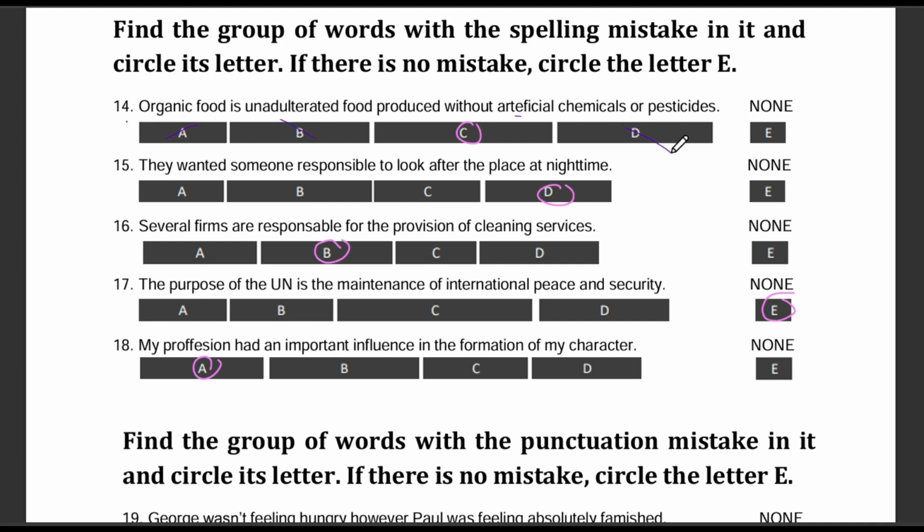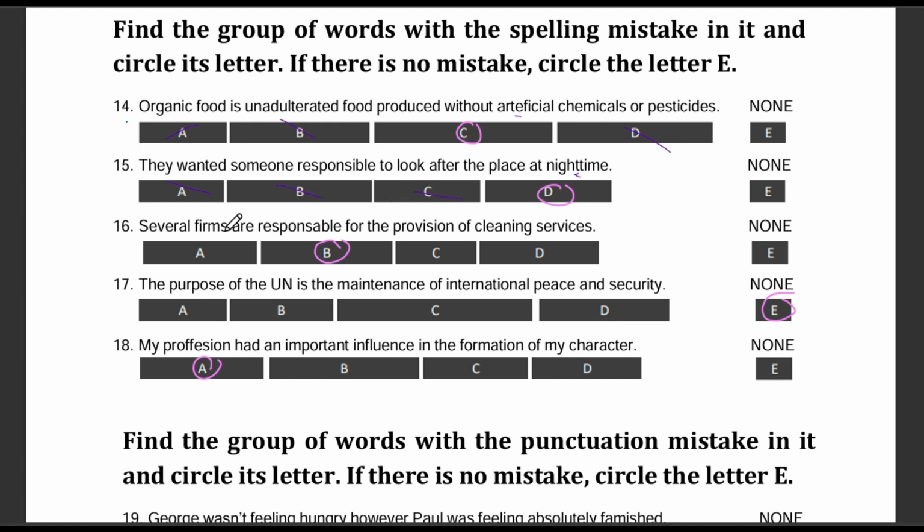Question 15. Find the group of words with the spelling mistake. They wanted someone responsible to look after the place at nighttime. Options. A. They wanted someone. B. Responsible to look. C. After the place. D. At nighttime. E. None. Correct answer. D. Nighttime should usually be written as two words in very formal English. Although nighttime as one word is considered correct in many dictionaries, in this case, the mark suggests that D is the answer. Now let's see why the others are not correct. Options A, B, and C have no spelling mistakes.